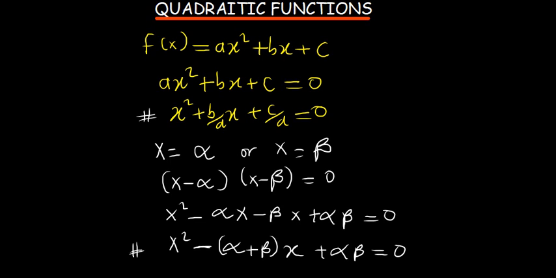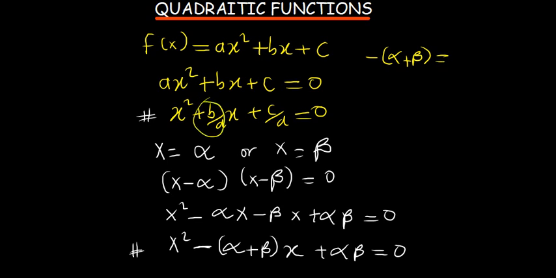Okay, so we are seeing that the x squared is equal to x squared. Now we're interested in coefficients. The number in front here is equal to the number in front here. That means the number in front of x should be equal to the number in front of x. So this number in front of x, what's that? Negative alpha plus beta should be equal to this number in front of x.